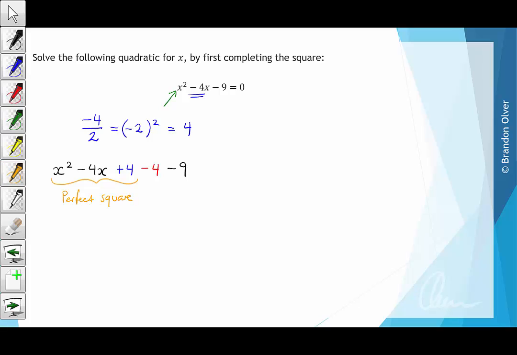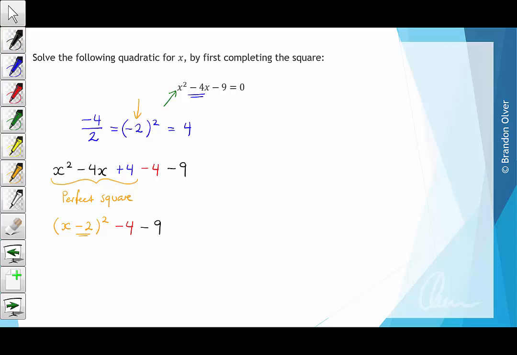for the first 3 terms. So these can be factorized as x minus 2 all squared. And you can check for yourself that if you expand that, you will get x squared minus 4x plus 4. Now this -2 here comes from the half b term, or half the coefficient of x, which we looked at earlier. Of course, we've still got -4 and -9.